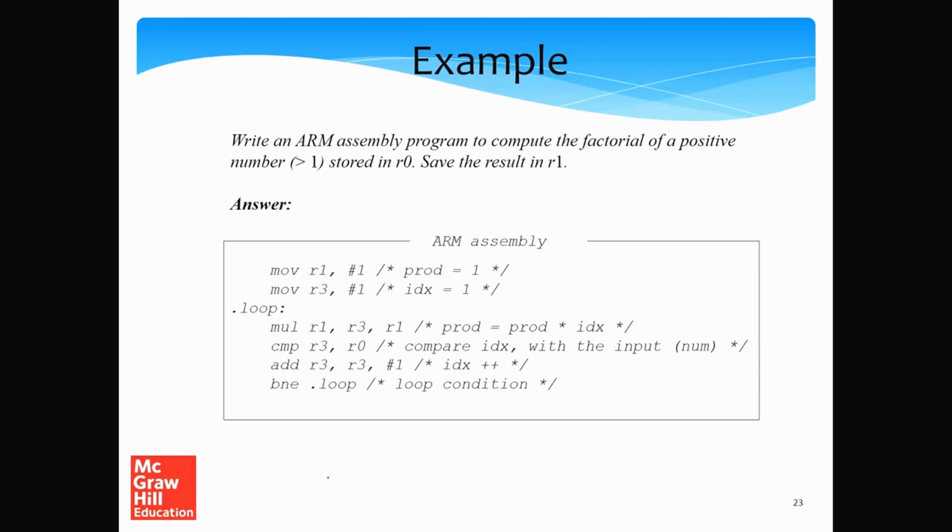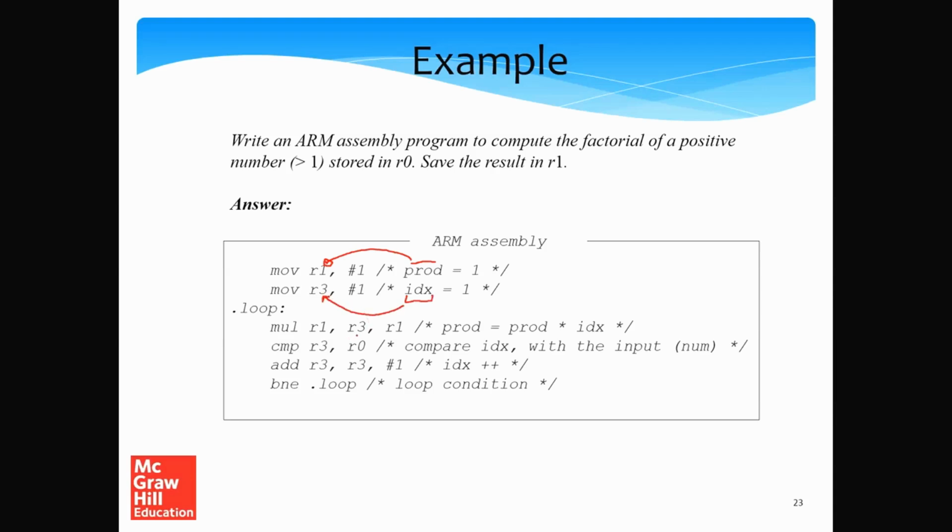Alright, so the first thing that needs to be done in any kind of an assembly program is that we need to do register assignment. So let's assume that the prod variable, product, is saved in R1, which is also where we need to return the result. It's initialized to 1, and the index of the loop is also initialized to 1 and is saved in R3.